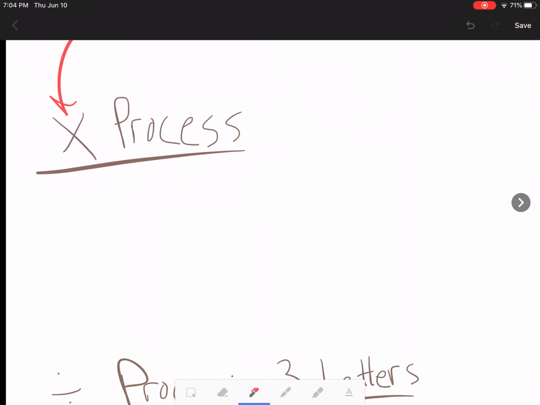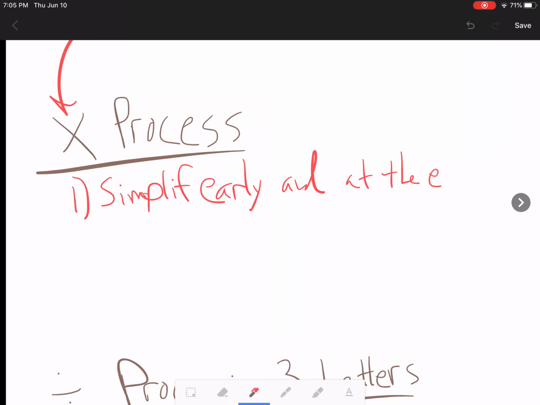All right, first and foremost, number one is simplify early and at the end. So first thing we'll do is take a look at any numbers and see if we can simplify. Maybe we can't. We'll multiply, and then we'll see if we can simplify again at the end. And with that, we can simplify a couple of different ways. So let's put an A there.